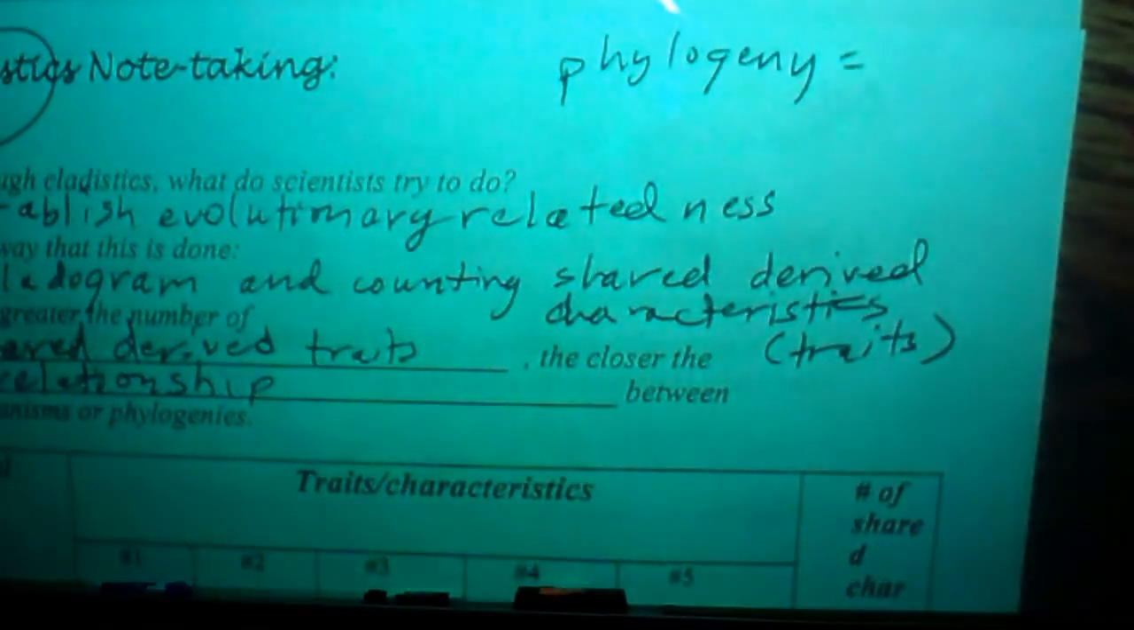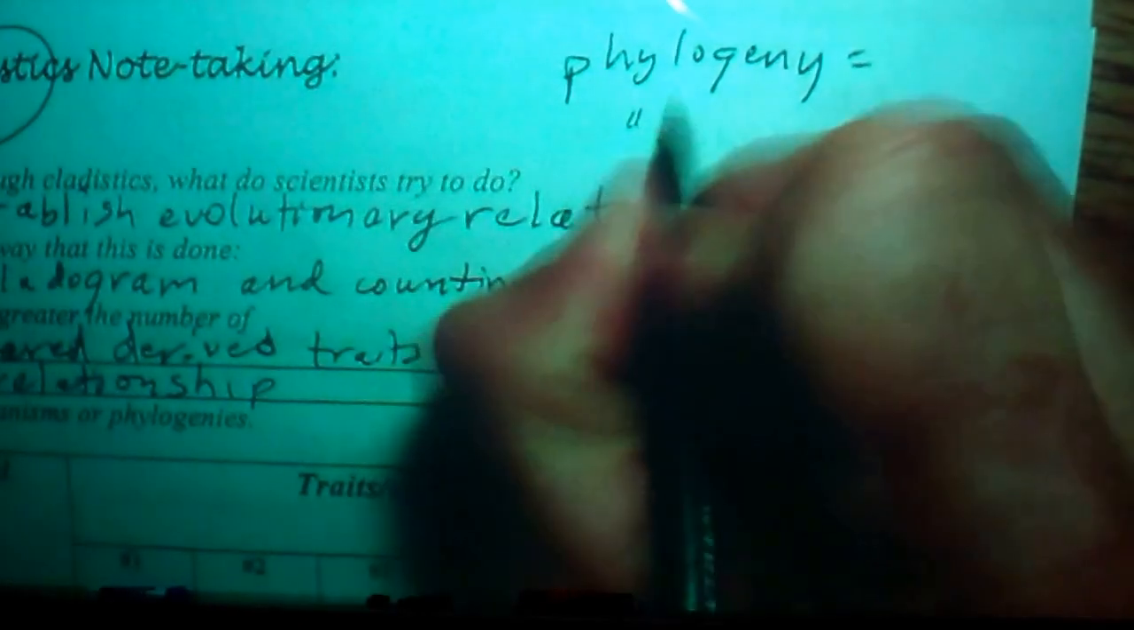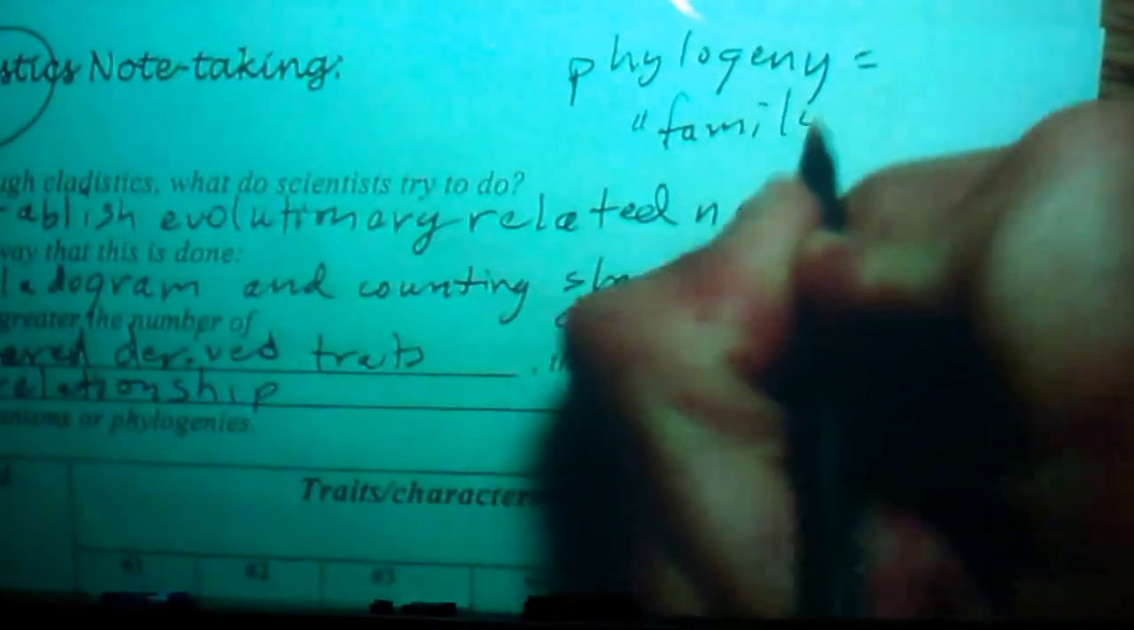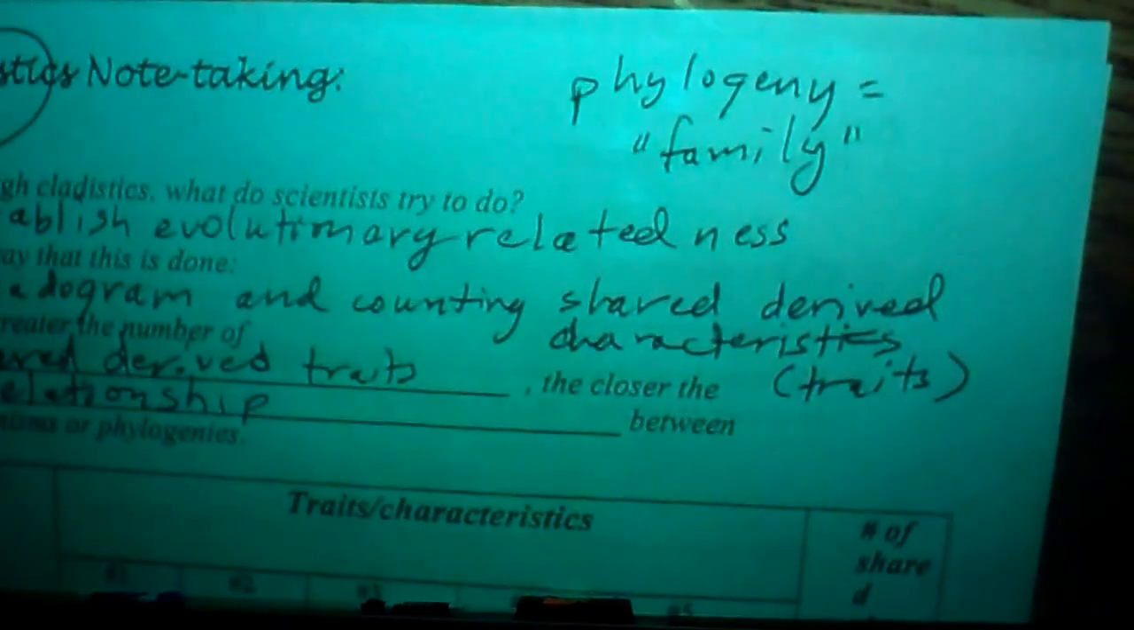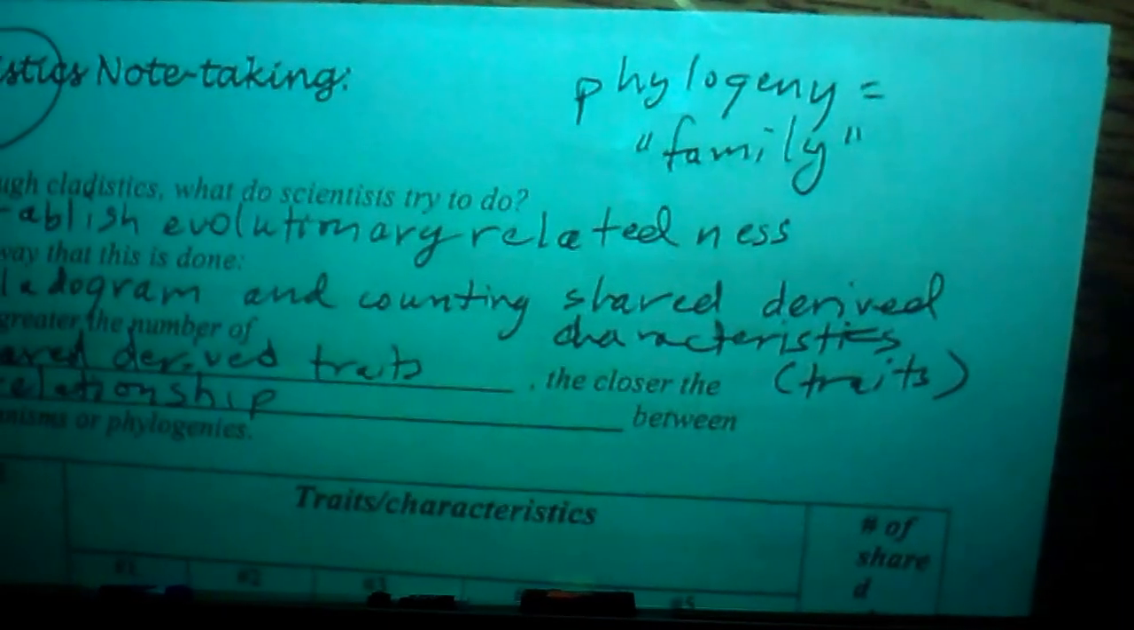Phylo kind of means family. Geny kind of refers to genetics. The easiest way to remember that is it's kind of like a family. Phylogeny is a family. So through cladistics, we're trying to establish these phylogenies and also figure out who's in what phylogeny. So I have this little data table here that kind of shows how scientists break up or organize these organisms.